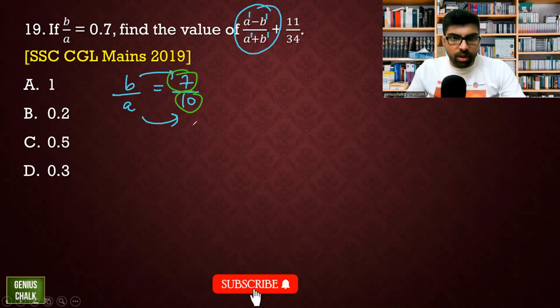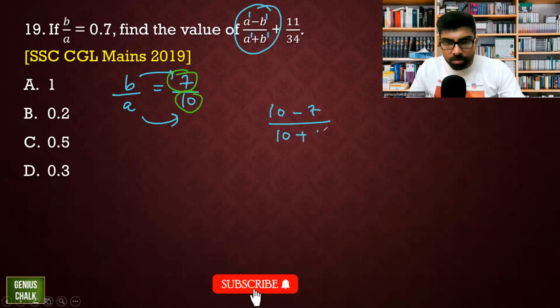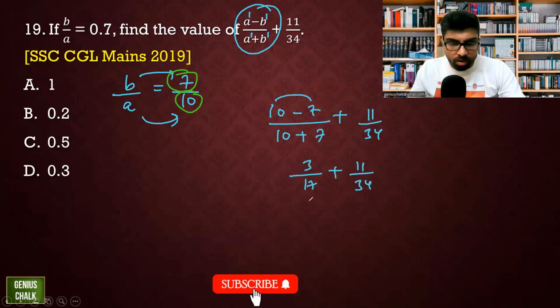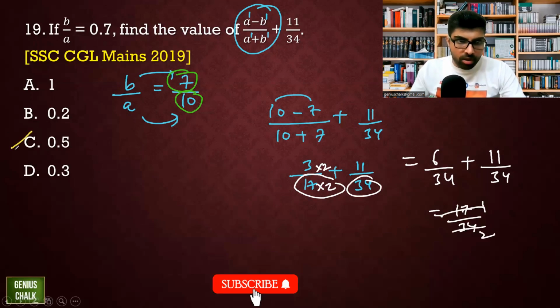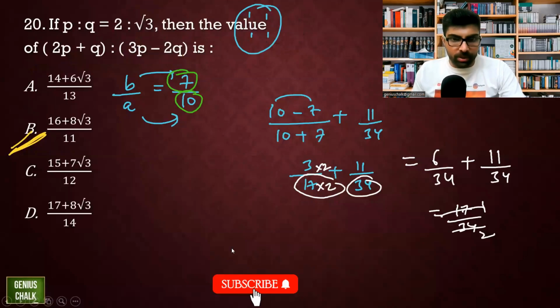So if you solve A minus B, so A will be 10 minus 7 upon A plus B, plus 11 by 34. So this is 3 by 17 plus 11 by 34. Now if I multiply this by 2, this also to be multiplied by 2, so that these denominators are equal. So this is 6 by 34 plus 11 by 34. This is 17 by 34, which is half. And you know what is half? Half is 0.5. So option C is my answer. So on this basis, you can directly solve this question.